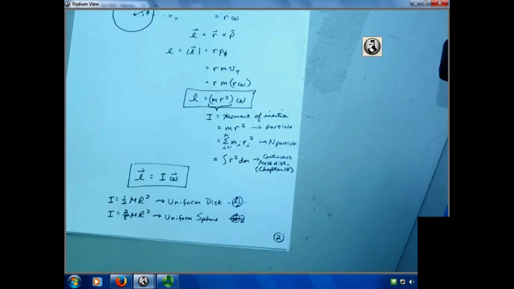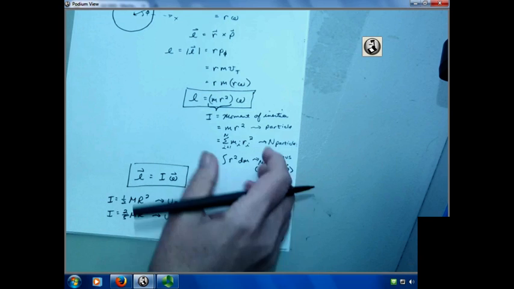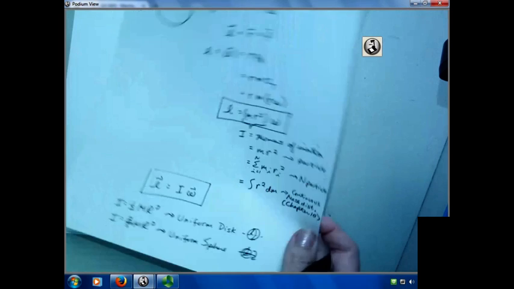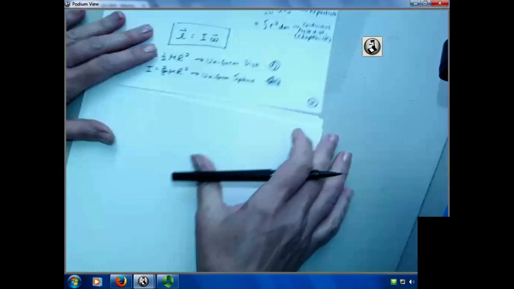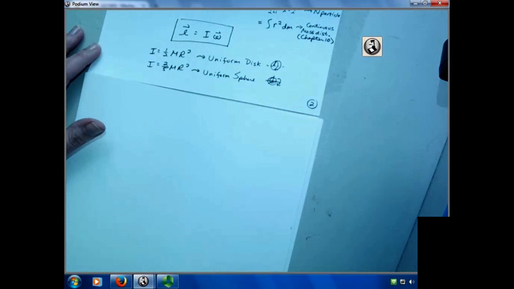That's page 2 for today. So let's do an example. This is going to be the example from your textbook. Let me quickly outline it for you. I'm going to have a collision of a lump of putty and a turntable.